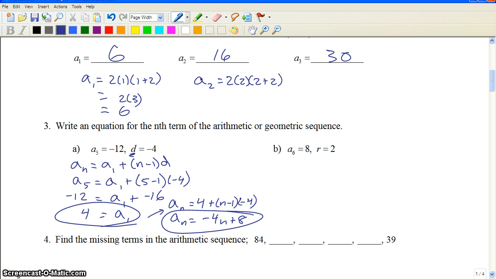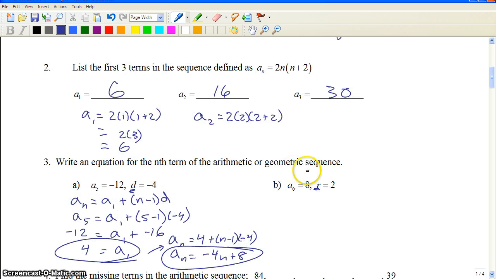So with the next problem, it's a geometric. We know that because there's a common ratio. So because it's geometric, we substitute these things into the general geometric equation. A sub n equals a sub 1 r to the n minus 1. So let's substitute some things in. A sub n would be 8. A sub 1 we don't know. R we know is 2. N is then 6, minus 1 up there. And then also we can substitute 8 in for a sub 6.